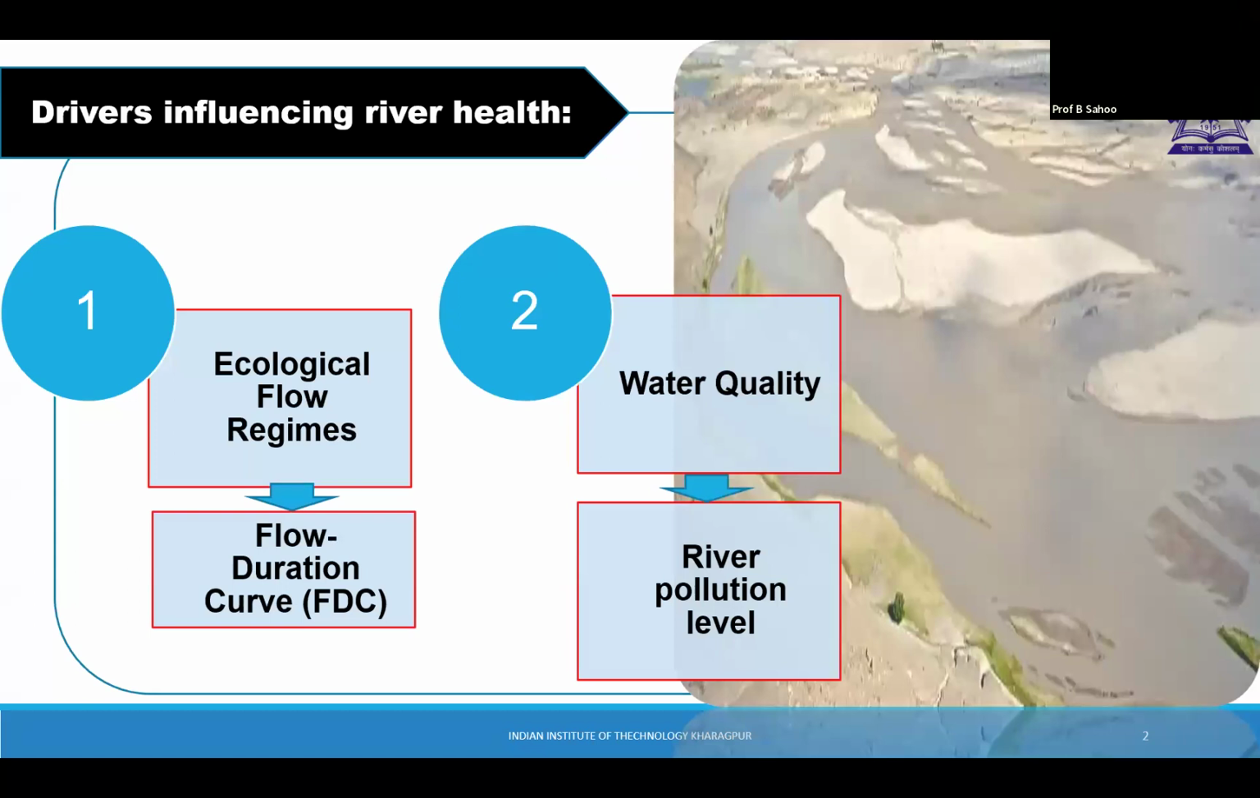We know that. Those types of routing techniques we use, but for that we also need the river cross section data. Then we need the flow data, specifically at the upstream and downstream reaches. But that type of data is not available.